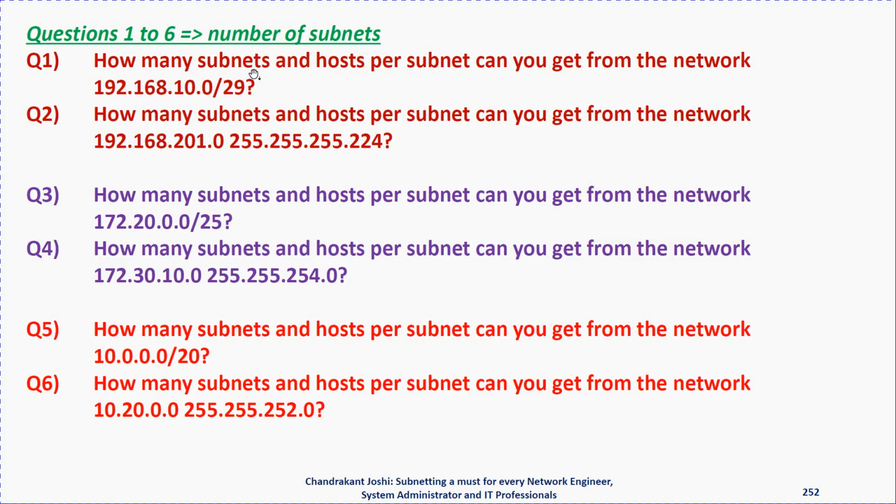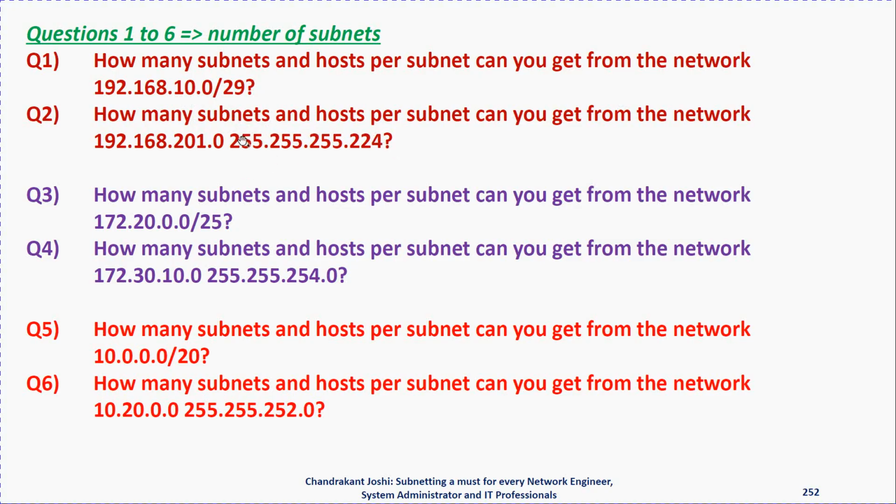So how do we find the number of subnets and the hosts per subnet? We have the formula: the number of subnets, or the number of networks, is equal to 2 to the power of the number of host bits borrowed, whereas for hosts per subnet we have the formula 2 to the power of host bits, and then subtract 2. So from the given prefix length you have to find how many bits have been borrowed.